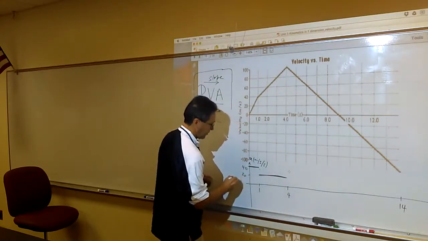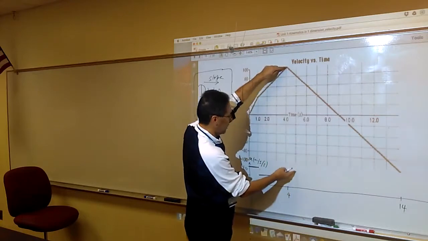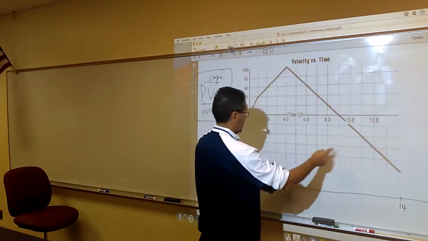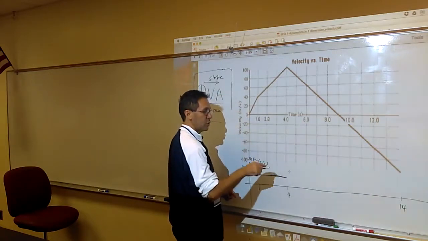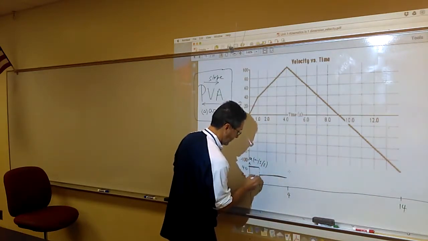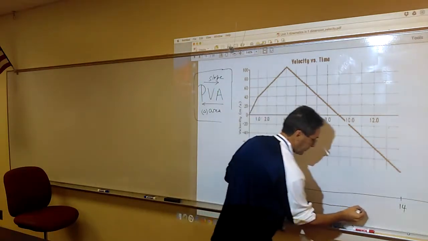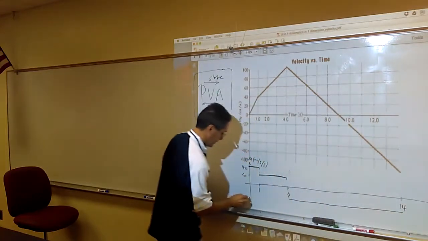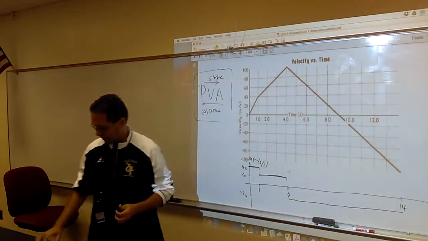Okay? And then here it's going to be a drop of 200, and it's going to take from 4 to 14, 10 seconds to do that. So 200 over 10, that's 20, but it's a negative 20. And this is negative 20. That's that. Pretty simple, right?